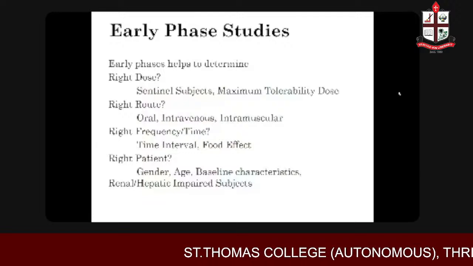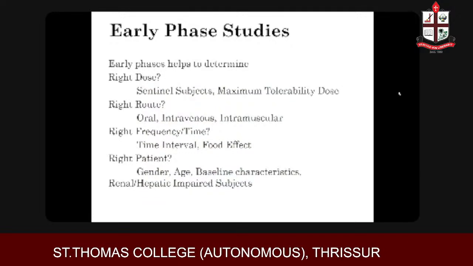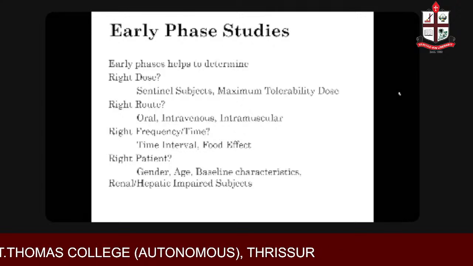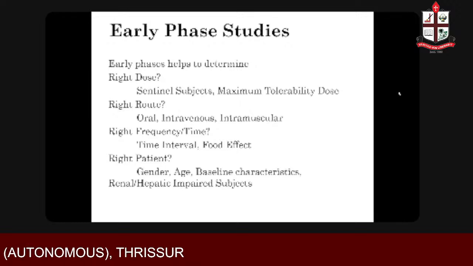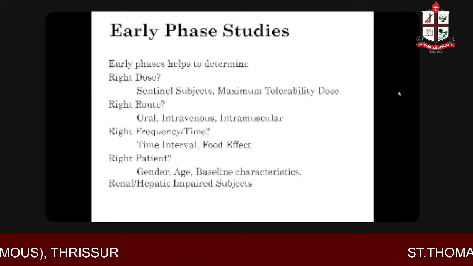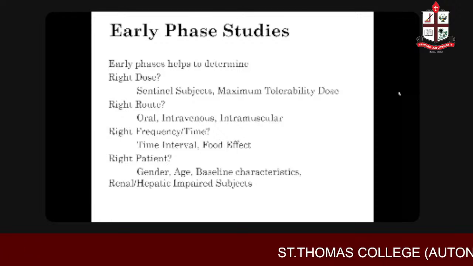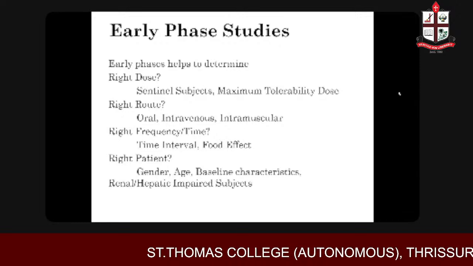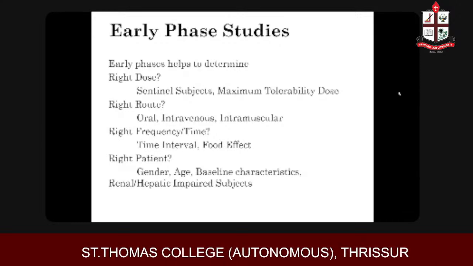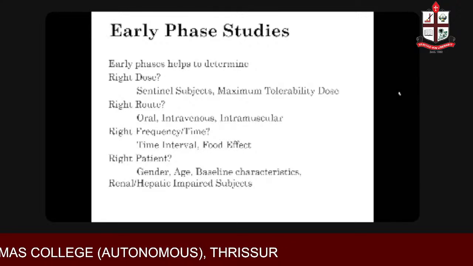So in the early phase study, as I told earlier, we will be deciding what is the right dose for the subjects. Along with the right dose, I'll be explaining what is a sentinel subject. Say, for example, we are giving a drug to subjects, right? So while doing the randomization, we have to do two types of randomization within each cohort.